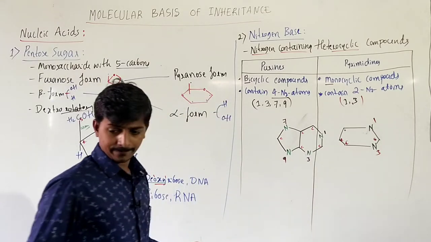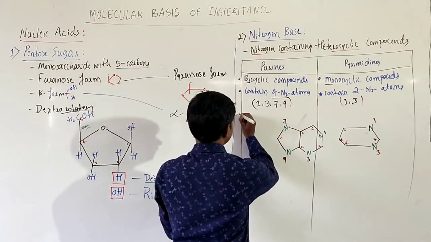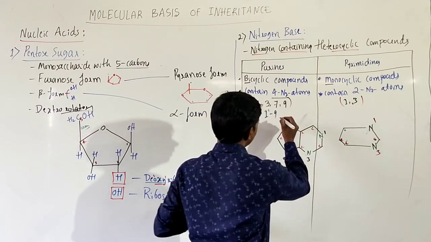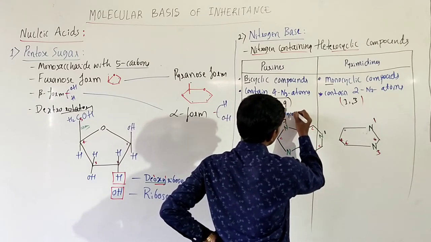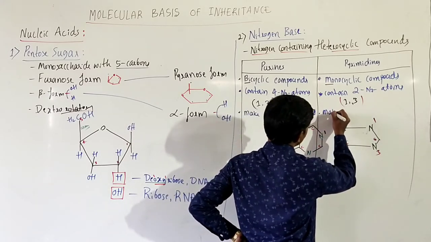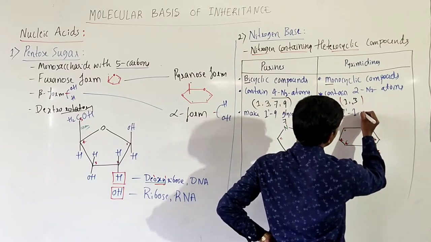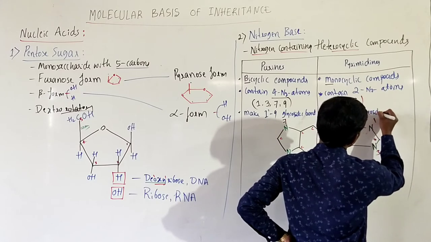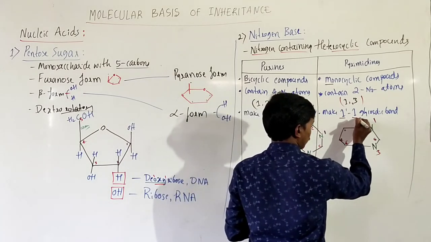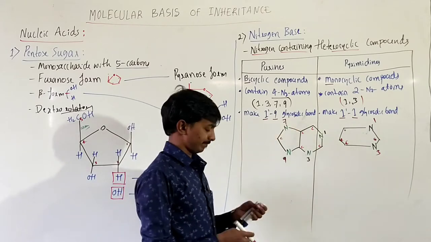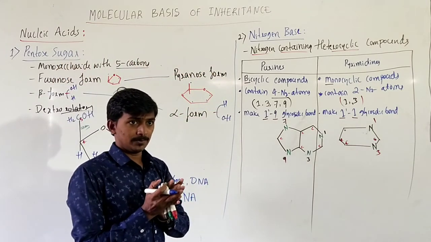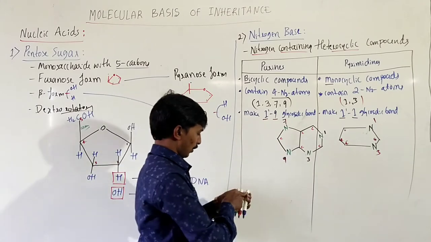One more thing. Purines make a 1' 9 glycosidic bond, and pyrimidines form a 1' 1 glycosidic bond. So, 1' 9, 1' 1. What is glycosidic here? When a pentose sugar and a nitrogen base combine together, the bond is named a glycosidic bond.